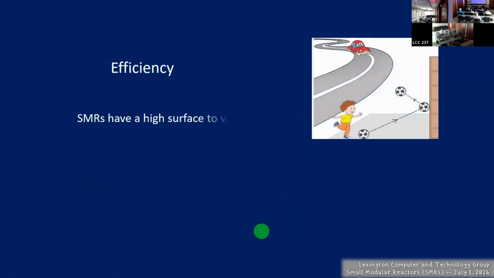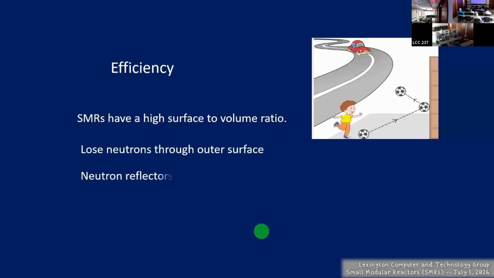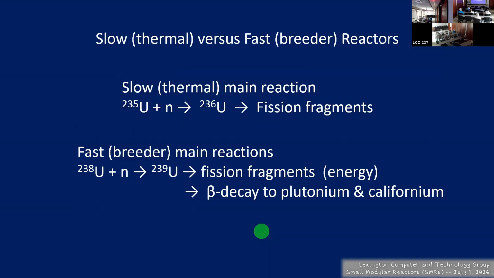And the last part that people are looking at is the efficiency of SMRs, because they have a high surface-to-volume ratio, they lose neutrons to the outer surface, and then you lose your energy and you lose your reaction. So people are working on neutron reflectors like beryllium oxide and stainless steel to contain the neutrons within the device. So I want to show you slow thermal reactors, which we all know about, versus fast. In slow reactors, U-235 goes up briefly to U-236, and fission. Great. That's the standard reactor.